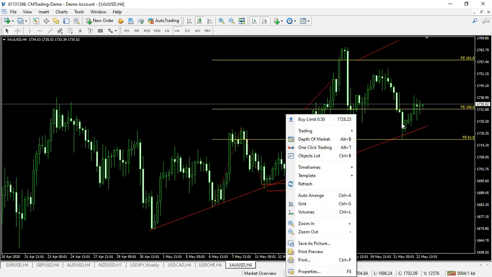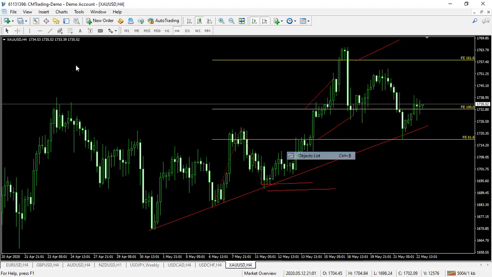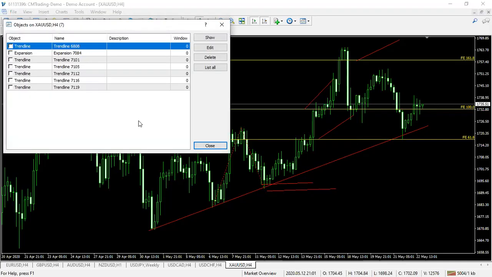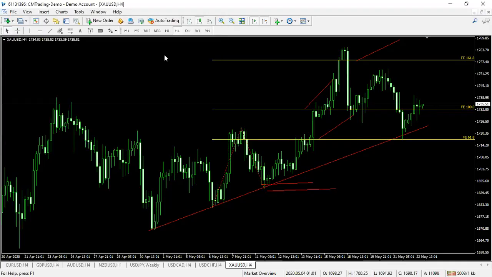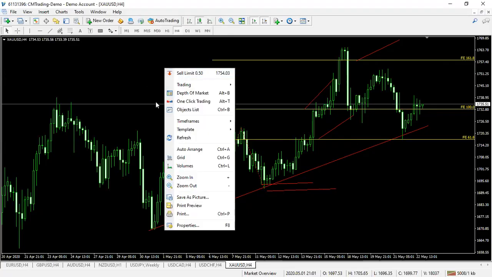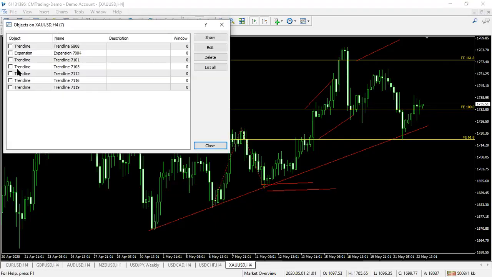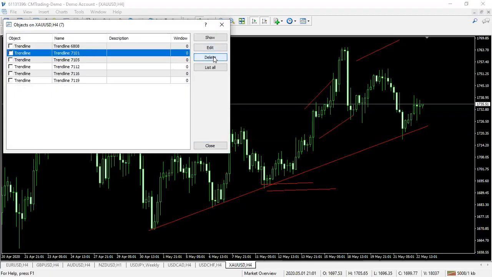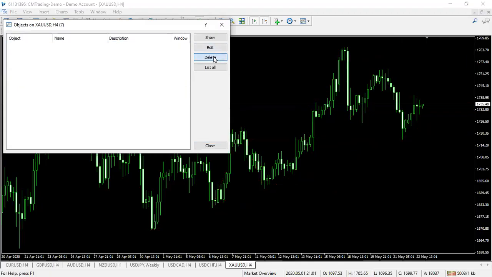Oh, interesting. So yeah, any questions? Ukitaka ku delete anything from your chart, what you do is just right click, objects list, kuja select whichever you want to delete, then delete it.